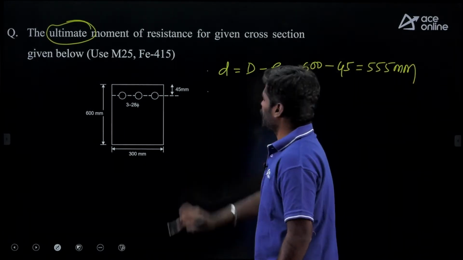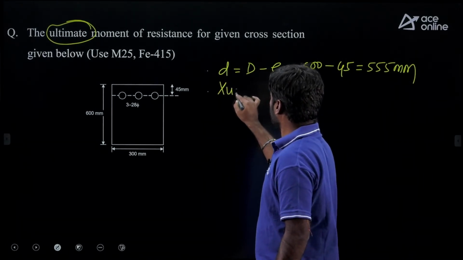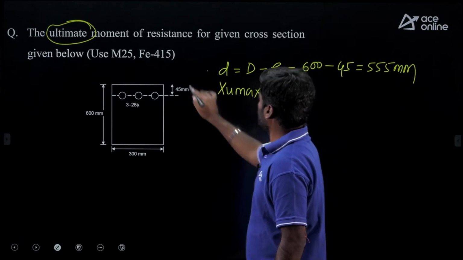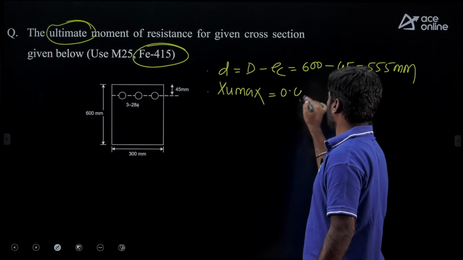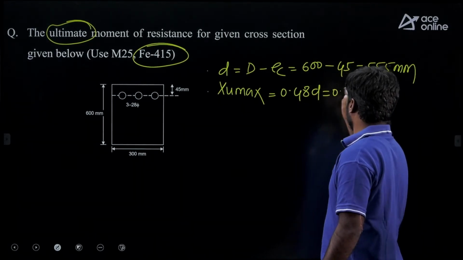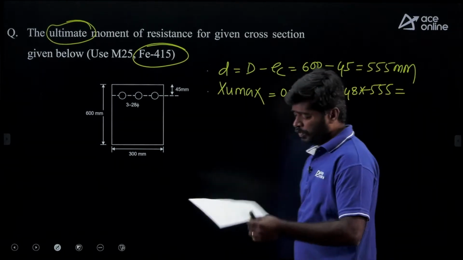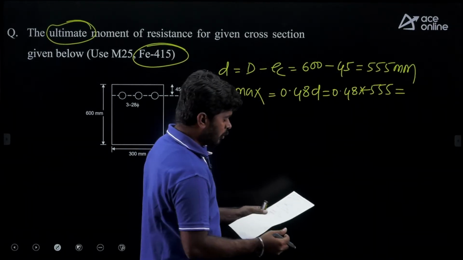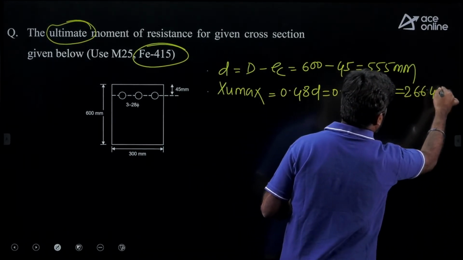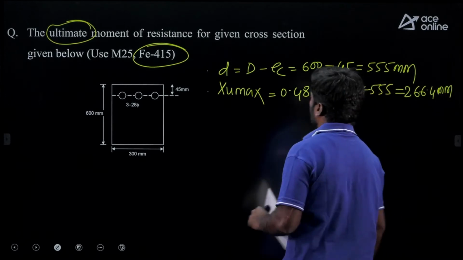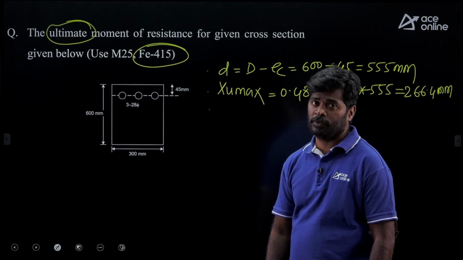After getting effective depth, then you can find out the limiting depth of neutral axis. Limiting depth of neutral axis depends upon grade of steel. Here the given grade of steel is Fe415, for which Xu max is 0.48 D. 0.48 into the effective depth of the beam, 555. If you simplify this, you may get the value 266.4 mm.